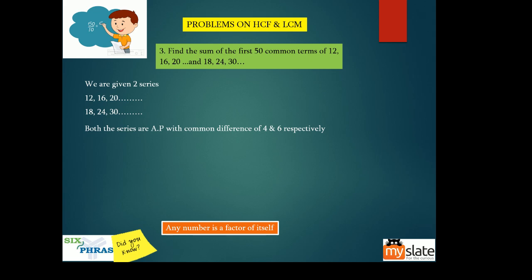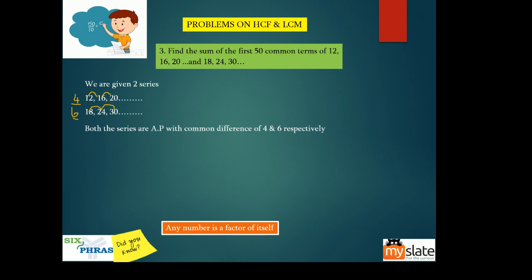The common difference in the first series is 4, right? What is the common difference in the second series? It is 6. 24 minus 18 is 6. 30 minus 24 is 6. 16 minus 12 is 4. 20 minus 16 is 4. So the common differences are these. Now you have to find the sum of the first 50 common terms of these two series.